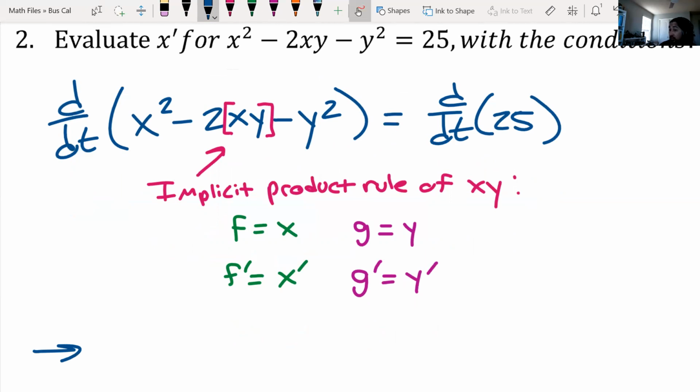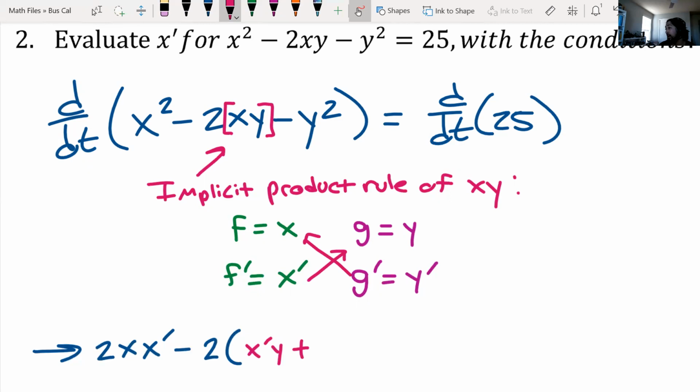Okay, and then let's go ahead and continue our derivative from the original equation. And the implicit derivative of x squared is going to be 2x x prime minus 2 times the implicit product rule derivative of x times y, which is going to be x prime y plus y prime x. But I'm just going to write that as x, y prime, just because it looks neater.